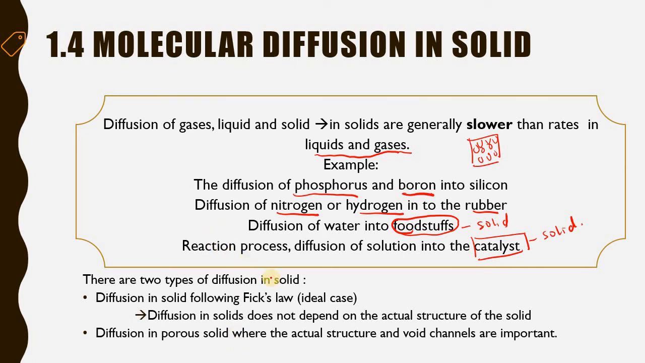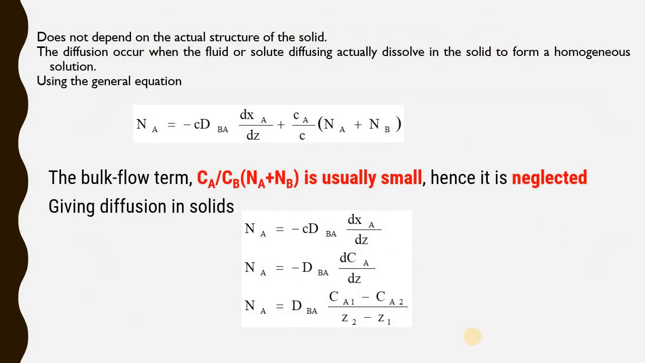There are two types of diffusion in solid. First, diffusion in solid that follows Fick's law, the ideal case, which does not depend on the actual structure of the solid. And number two, diffusion in porous solid, where the actual structure and voids are important. So one type follows Fick's law and doesn't depend on the structure of the solid, and the other is the porous solid, where the diffusion follows the structure of the solid.